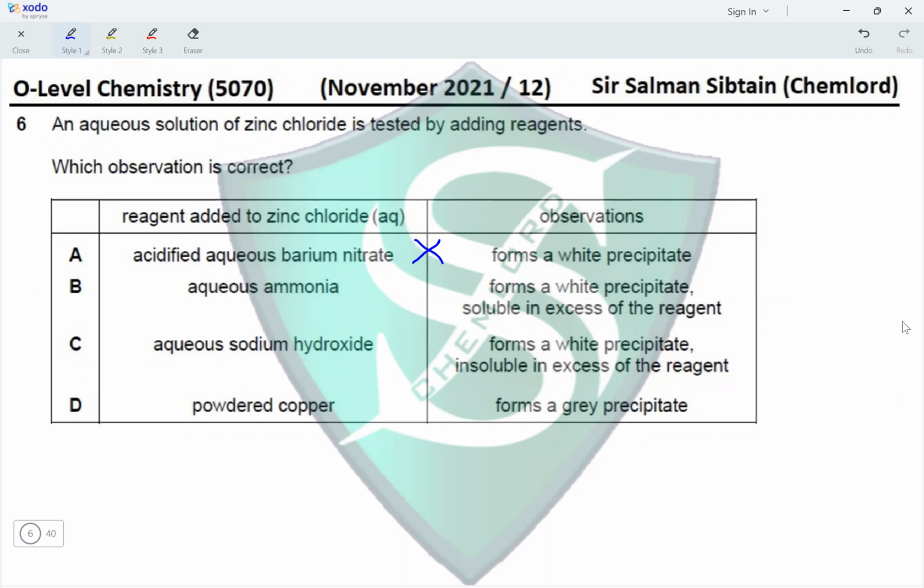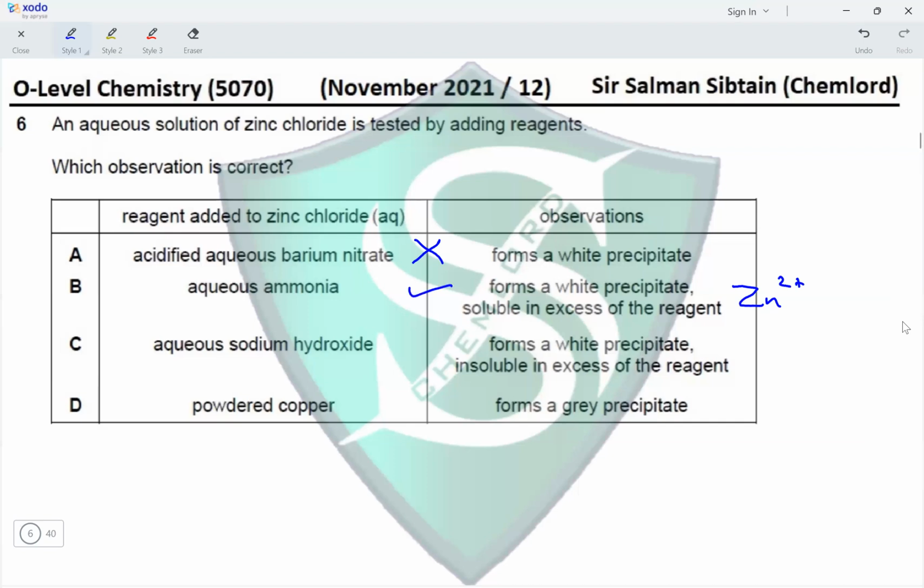B, aqueous ammonia is added, forms a white precipitate soluble in excess of the reagent. This is what happens to Zn2+ ions in solution. When ammonia is added, a white precipitate of zinc hydroxide would form, and when it is added in excess, this would dissolve to give a colorless solution. So option B here is correct.